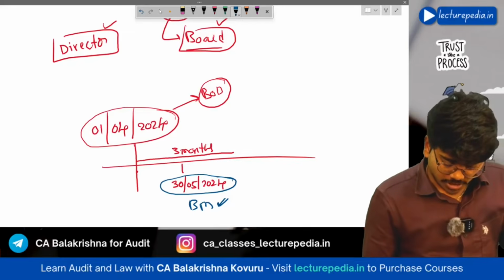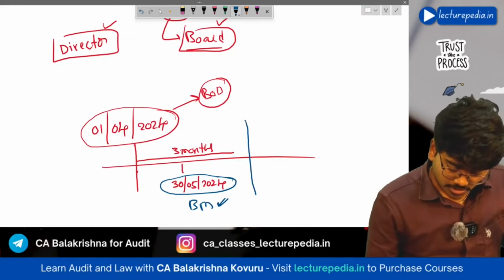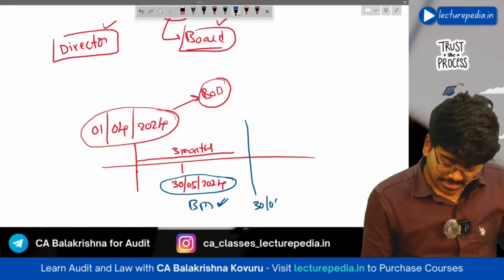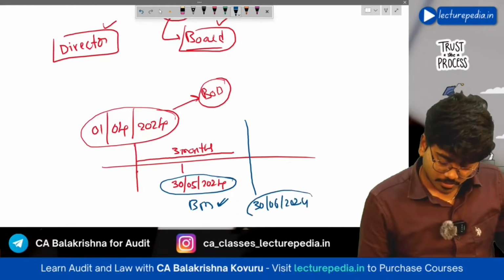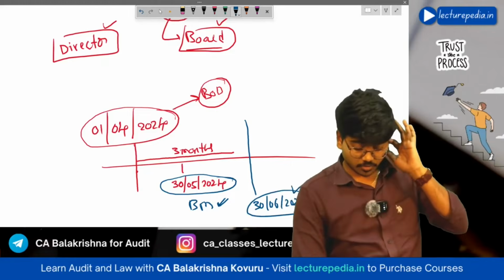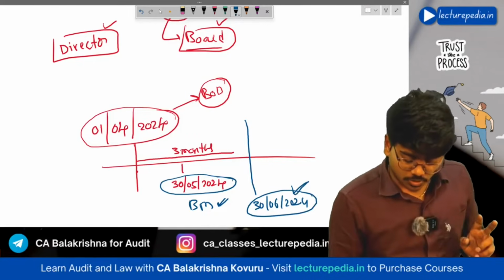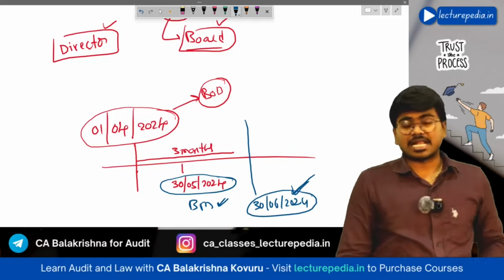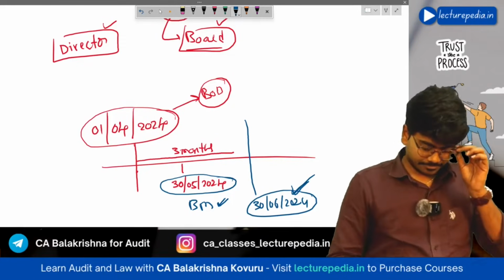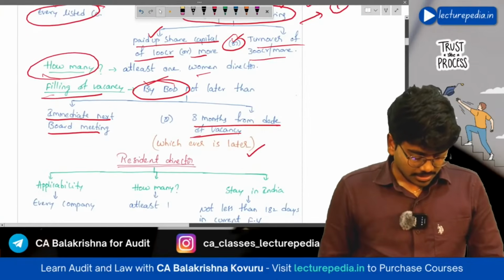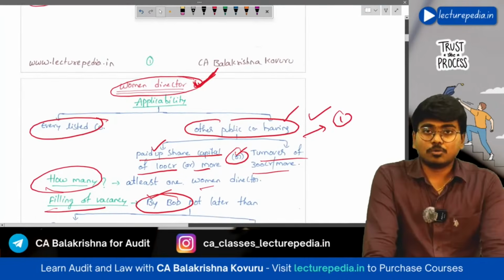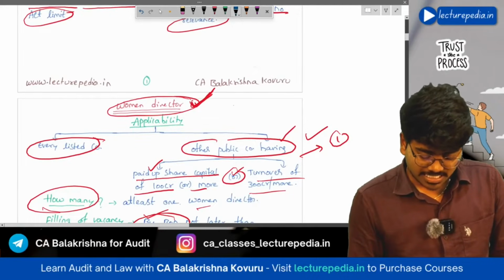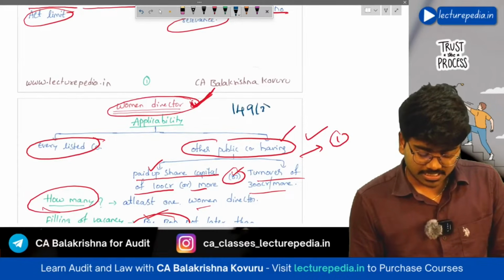So not 1st June, 30th June, right? 30th June 2024. This is 3 months from 1st April 2024. So which becomes later? 30 June 2024 becomes later. So by 30 June 2024, the vacancy of women director has to be filled. Hope this is clear. Yeah, that is the concept of women director. Basically, this women director has been introduced as a proviso to section number 149 subsection 2.